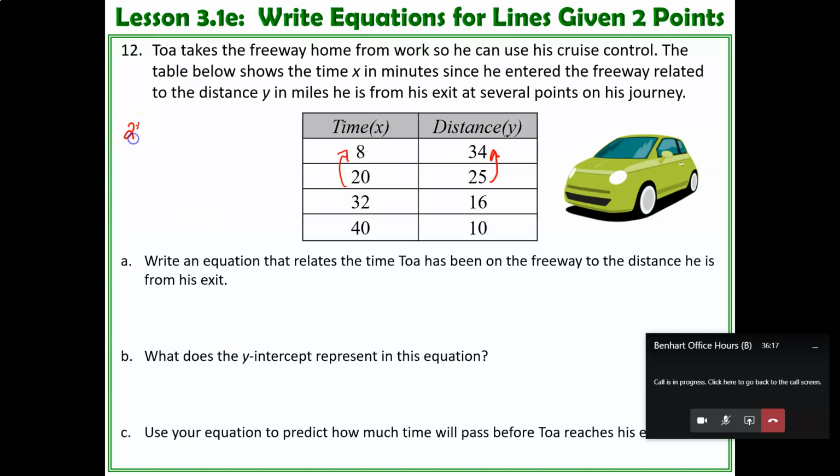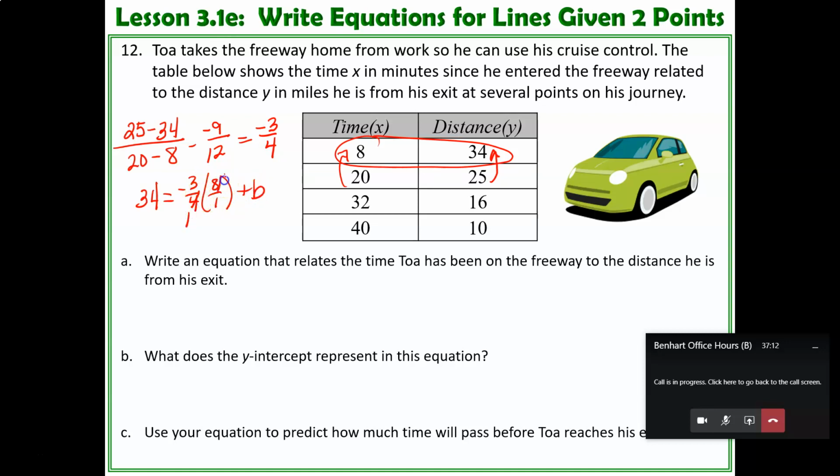So we have 25 minus 34 over 20 minus 8, which gives me -9 over 12. If we reduce this to lowest terms, we have -3/4. There's your slope. So now let's plug in one of these points. Let's use 8, 34. So we have 34 equals -3/4, that's the slope, times 8 plus b.